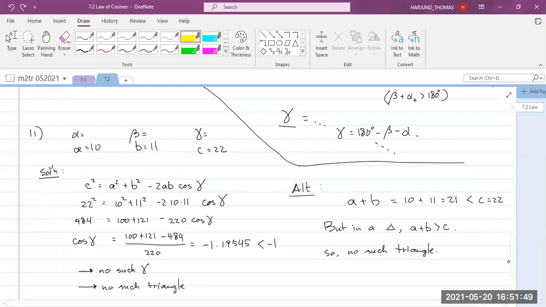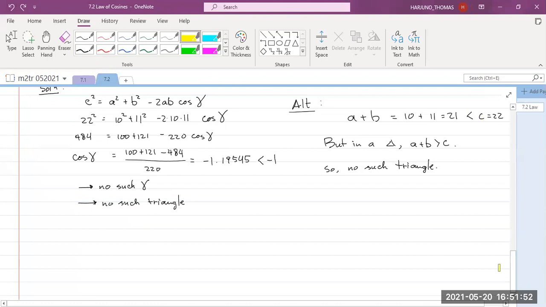Now let's practice with a problem where such an angle exists. Let's say number 15, we have A equals 25, B equals 60, C equals 80. B is 80, C is 60. Then find angle alpha, beta, and gamma.